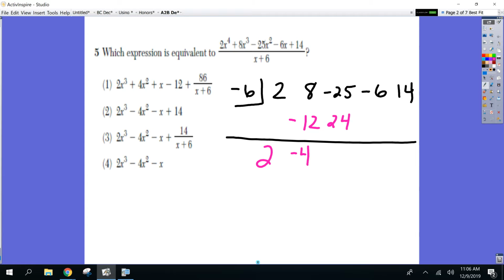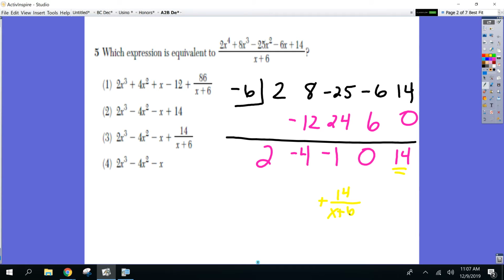Negative 25 plus 24. Here we go. Times negative 6. And I have a feeling many of you would want to stop there because you saw a 0, but we've got to keep going. Multiply 0 times negative 6. 14 minus 0, 14. What's that last one represent here? That's your remainder, 14. So it's going to be plus 14 over, anybody remember what you put it over? The denominator, x plus 6.